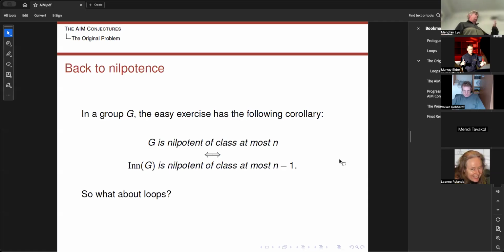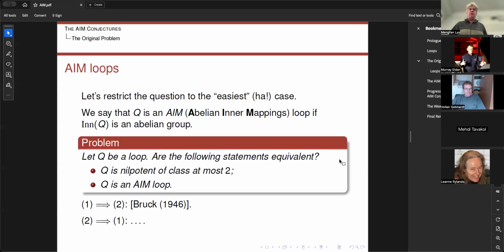So we could ask, all right, forget the exercise. What about this? Does this work in loops? Well, in general, nobody knows the answer. In fact, most of the answer is no, but for interesting reasons. So we're going to restrict to the easiest case, the case where n equals 2. These loops are called AIM loops, which stands for abelian inner mappings. And yes, we just say AIM, like the word. A loop is an AIM loop if its inner mapping group is an abelian group.